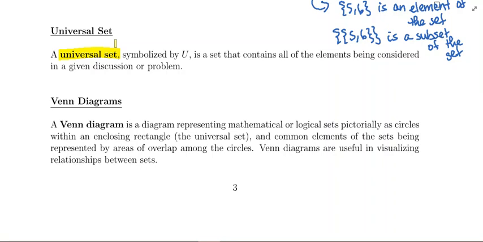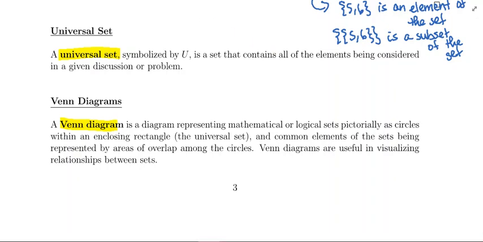All right, the next thing we're going to talk about, and you may have seen this before, is a Venn diagram. A Venn diagram is a diagram representing mathematical or logical sets pictorially as circles within an enclosing rectangle. The rectangle is going to represent the universal set, and common elements of the sets are represented by areas of overlap among the circles. Venn diagrams are useful in visualizing relationships between sets.